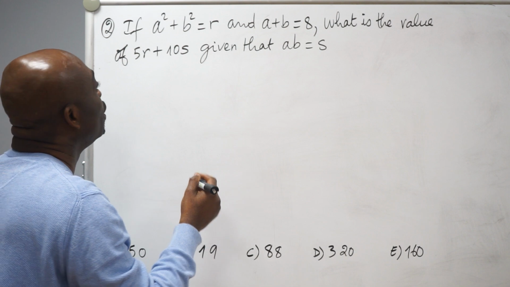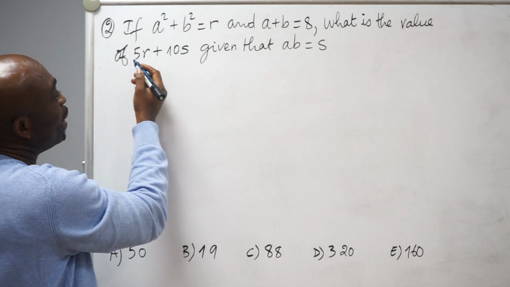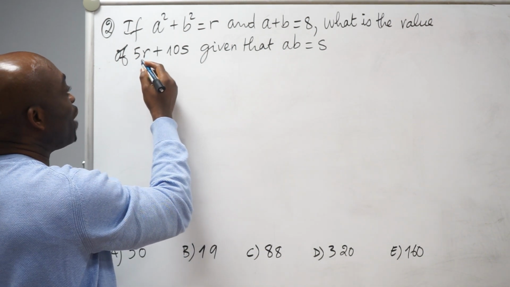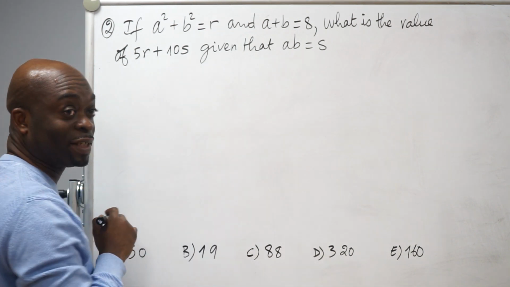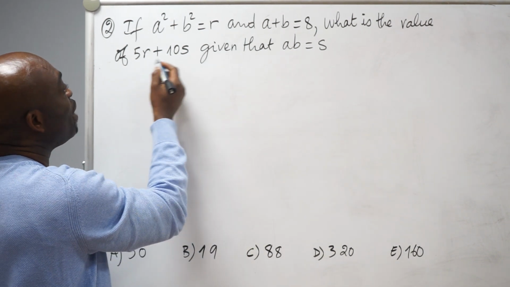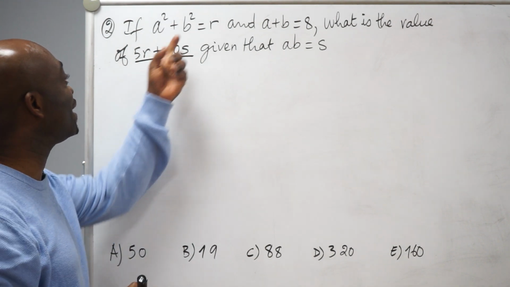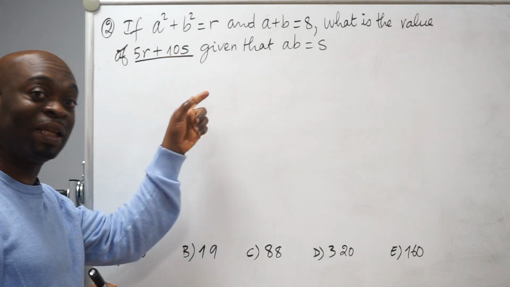So what do we know? We know that a squared plus b squared equals r. And then we also know that a plus b is 8. We know 5 times r plus 10s, and then we know ab equals s. So if we know this one, where we have r and s, we can take them and plug them in here, right? Substitute in here, replace in here.